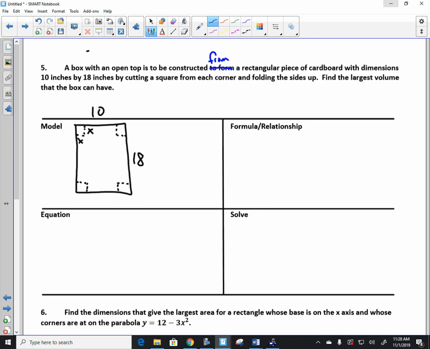But now I've got to move over to this formula, this relationship piece. I've got to come up with some type of equations. What are you going to start with? What's driving the problem? Largest volume. So V equals length times width times height.